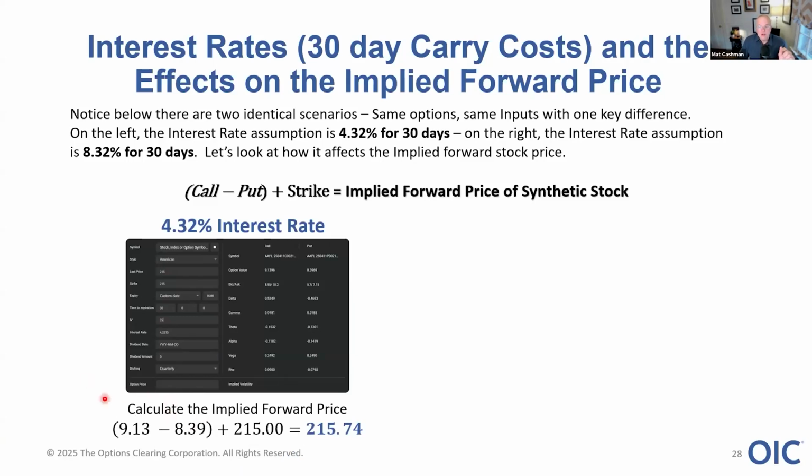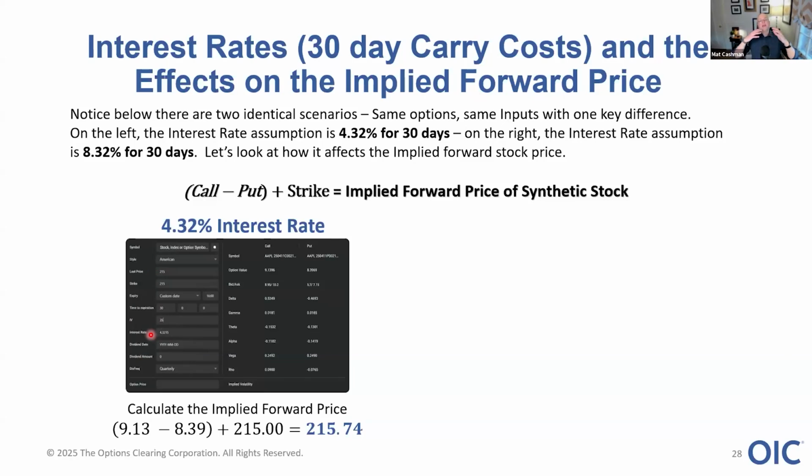And what you get when you do that, 9.13 minus 8.39 plus the strike, is that the implied forward price is trading 215.74 with the stock price trading 215. I want you to remember that. That's obviously more than the strike price, but the reason why is because the interest rate is positive.